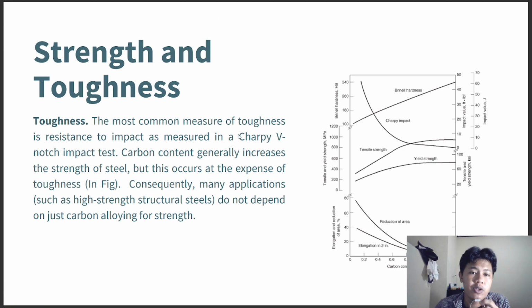Toughness. The most common measure of toughness is resistance to impact as measured in the Charpy V-notch impact test. Carbon content generally increases the strength of steel, but this occurs at the expense of toughness, like in this figure. Consequently, many applications such as high-strength structural steels do not depend on just carbon alloying for strength.